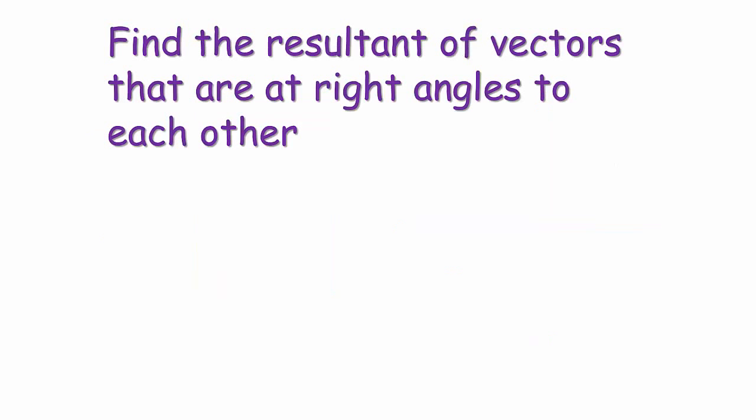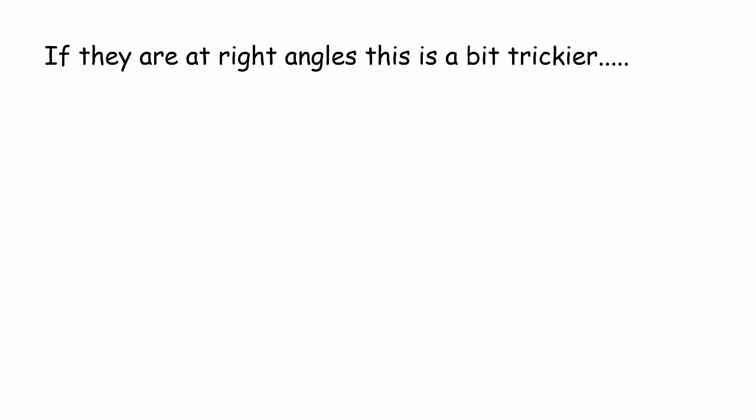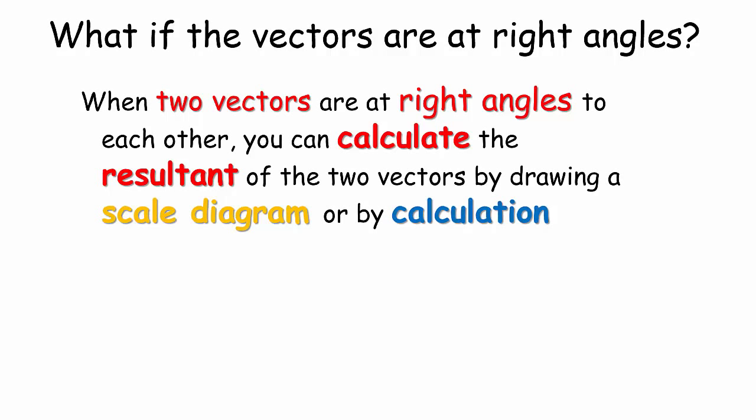Finally, we need to be able to find the resultant of vectors that are at right angles to each other. This is a bit trickier. We're going to look at two different methods to work this out. One of them is to use a scale diagram, and the other one is to use a calculation. We're going to start with a scale diagram.